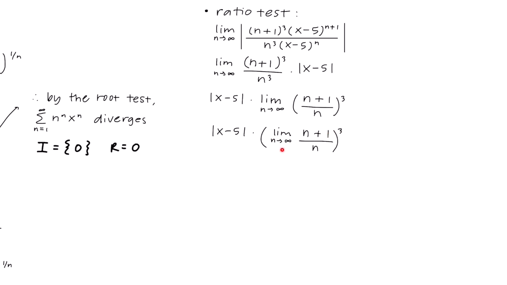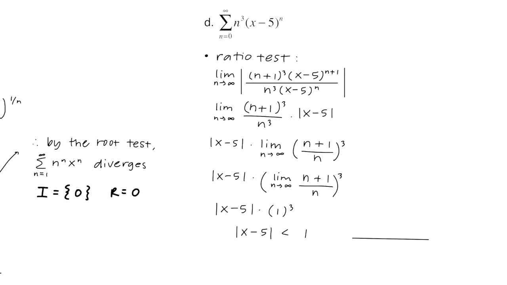And then we can do this a couple of ways, but the first thing I'm noticing is it's a rational function. The degree on top is 1, the degree on the bottom is 1. Since the degrees are the same, then this limit is equal to the ratio of their leading coefficients. So we have 1 raised to the 3rd power. So we end up getting the absolute value of x minus 5. So now we're going to set this less than 1.